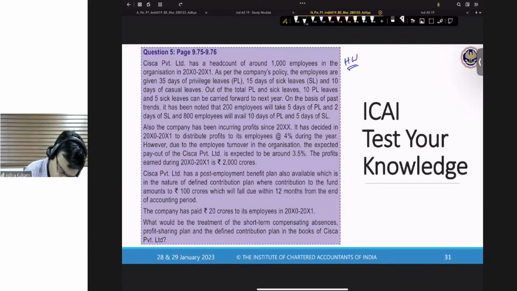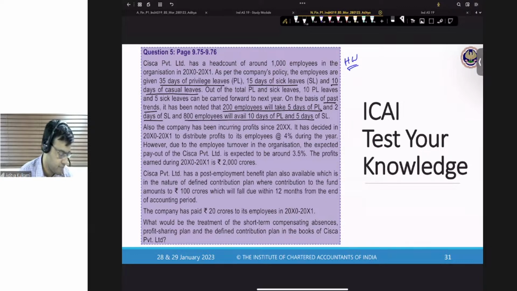Syska Private Limited has a head count of around 1000 employees in the organization in 20X0X1. As per the company's policy, the employees are given 35 days of privilege leaves, 15 sick leaves, and 10 casual leaves. Out of the PL and sick leaves, 10 privilege leaves and 5 sick leaves can be carried forward to the next year. On the basis of past trends, it has been noted that 200 employees will take 5 days of privilege leave and 2 days of sick leave. 800 employees will avail 10 days of privilege leave and 5 days of sick leave. So this is the estimate.